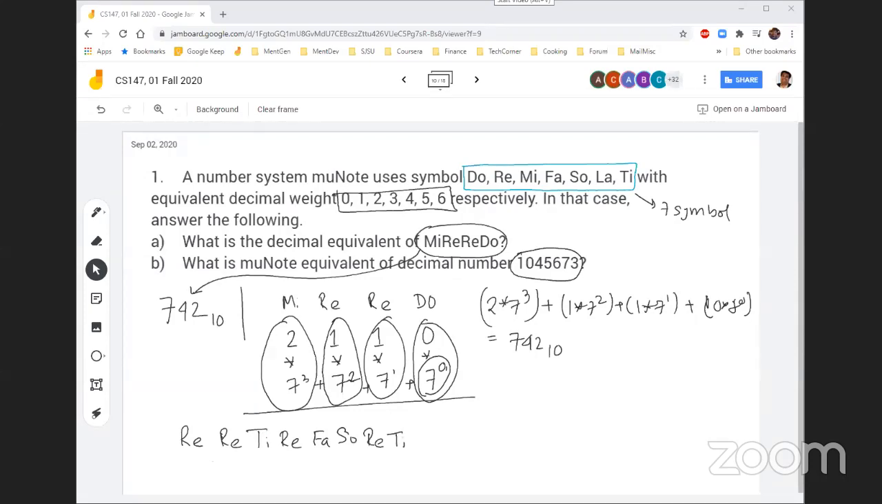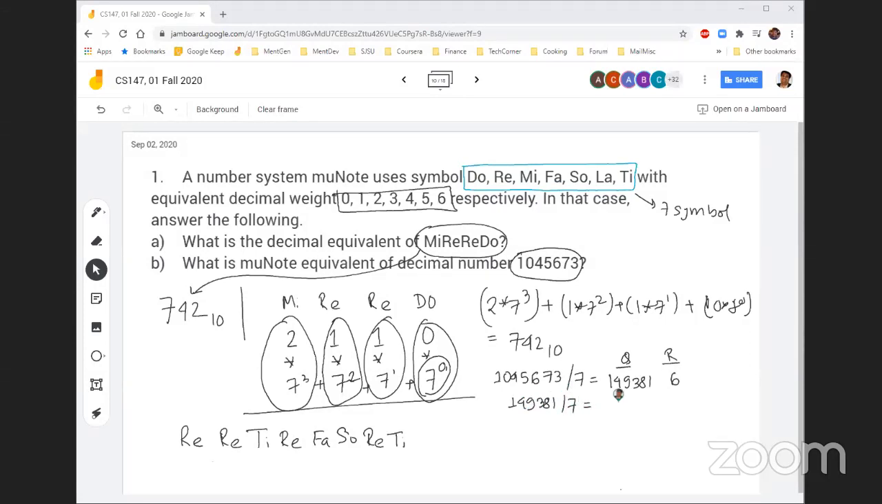All we have to do is start out with 1,045,673. We divide that by 7 and keep the answer while we keep the remainder on the side. The remainder would be 6, and the quotient would be 149381. Then we take that 149381 and divide it by 7 once again, and keep the answer and the remainder.